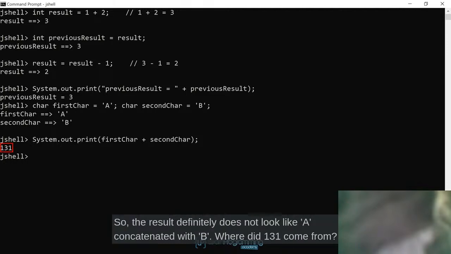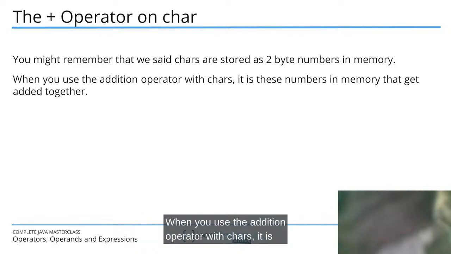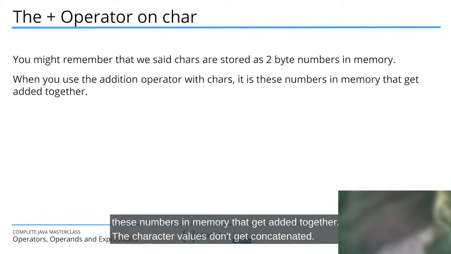So the result definitely does not look like A concatenated with B. Where did 131 come from? You might remember that we said chars are stored as 2 byte numbers in memory. When you use the addition operator with chars, it is these numbers in memory that get added together. The character values don't get concatenated.